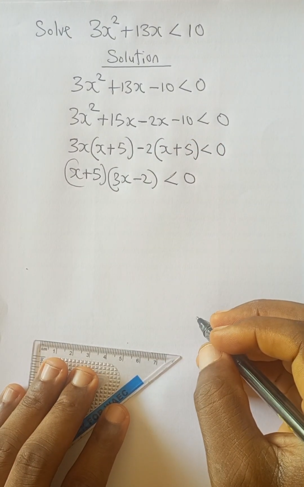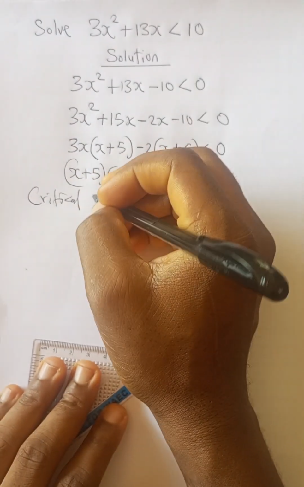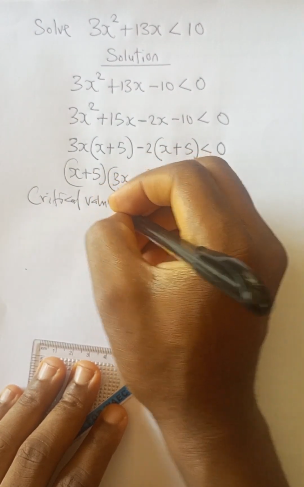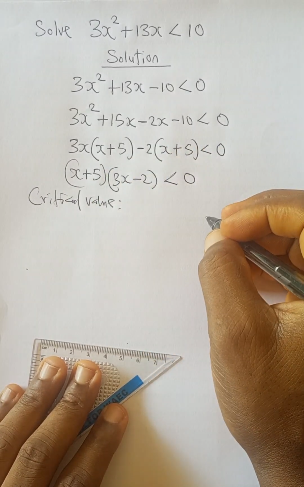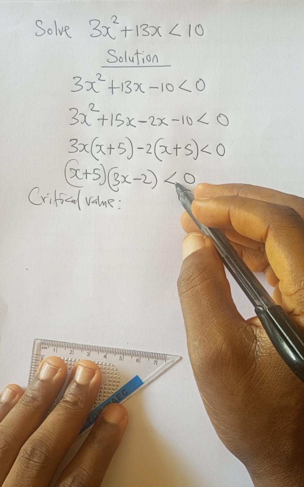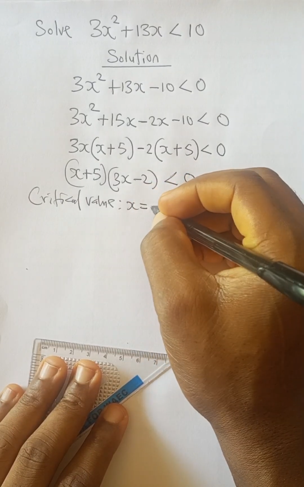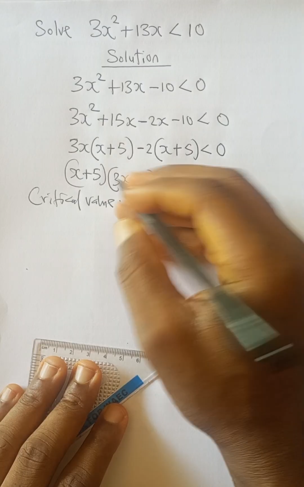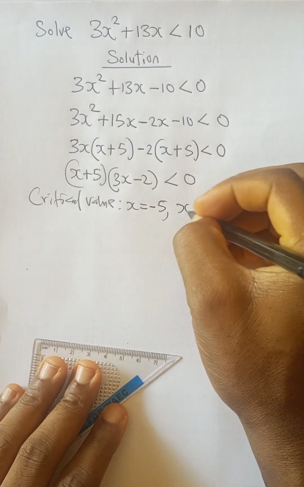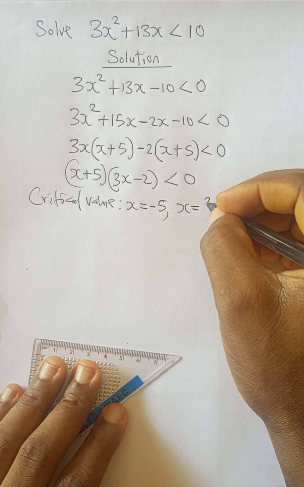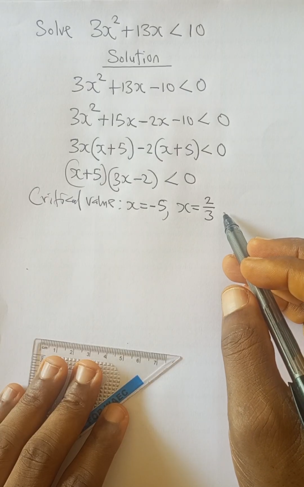Now at this stage, you need to get what we call the critical value. I told you about critical value yesterday or the day before yesterday. The critical value of x means what will be the value of x if you are to solve it equals to 0. The critical value of x here is that x is equals to what? Minus 5. That is, if you solve this equals to 0, x will be minus 5. And the critical value of x says that x is equals to what? 2 over 3. If you solve this equals to 0, x will be 2 over 3.